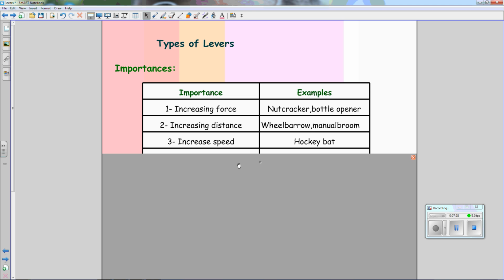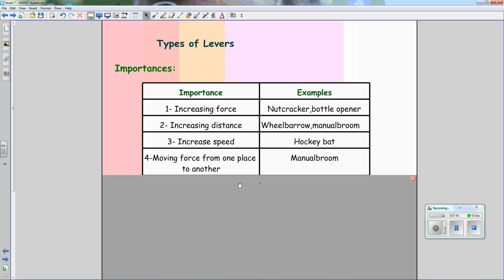Importance number 3, increasing speed, like the hockey bat. The hockey bat is a lever that increases the speed of the ball. Number 4, moving force from one place to another. The example is the manual broom.